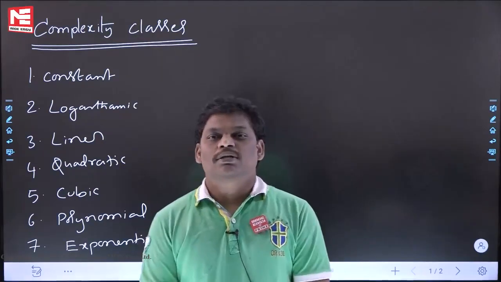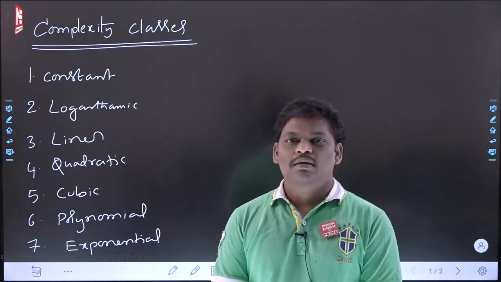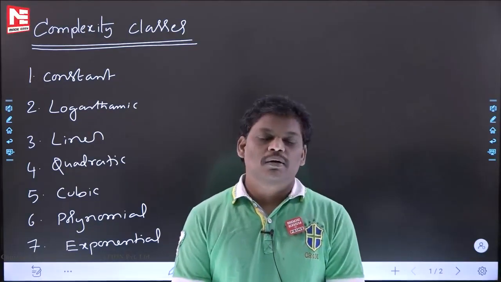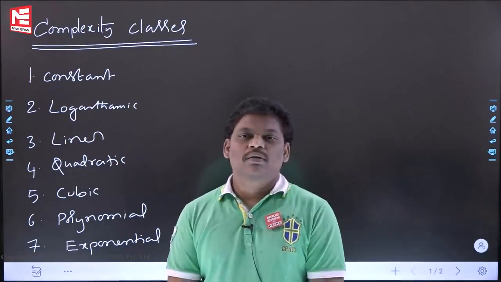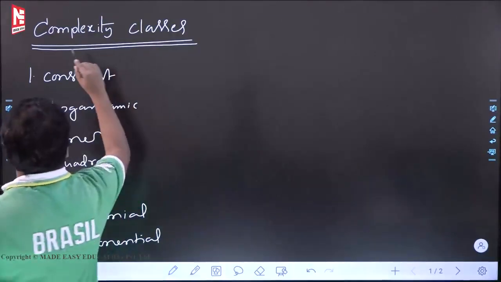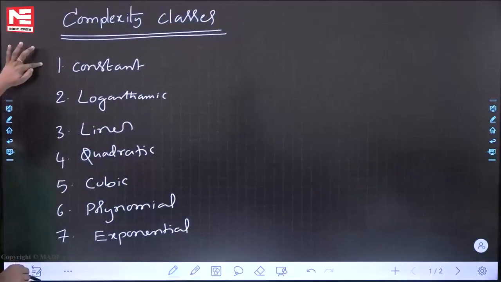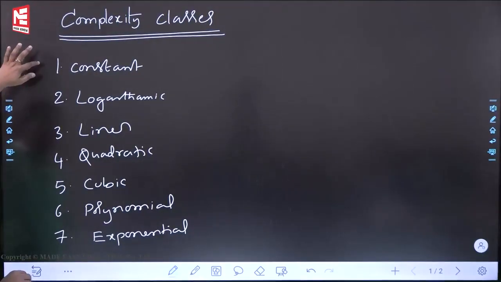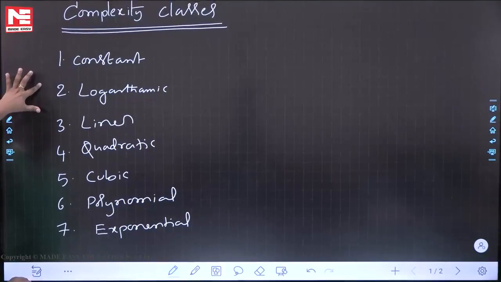We have already discussed asymptotic notation: Big O, omega, theta definitions and all. Before going to the problems on asymptotic notation, let's see one more point which is pending, that is complexity classes. Let me complete this also. Afterwards, we will see the questions from previous years on asymptotic notation.